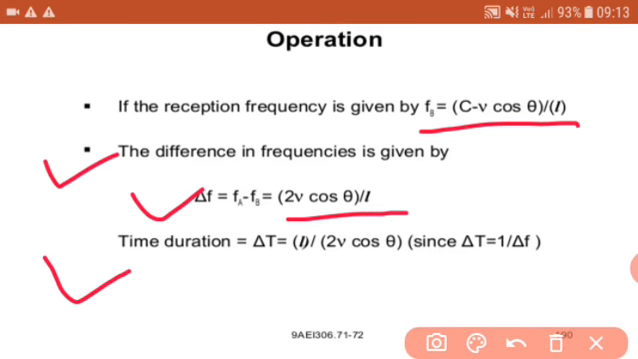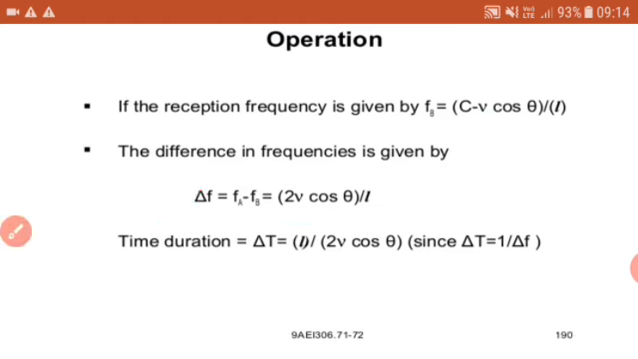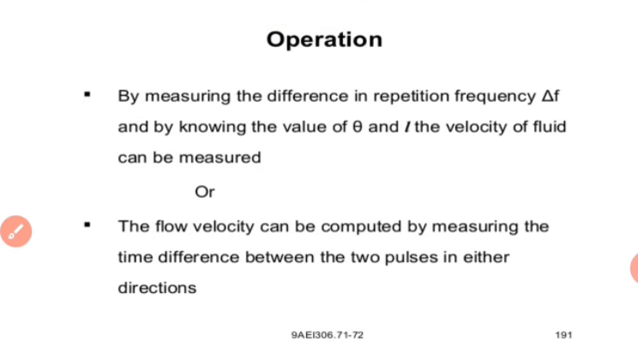And the time duration is delta T equal to L upon 2V cos theta. We know that time duration is equal to 1 upon frequency, so delta T is equal to 1 upon delta F, or simply T is equal to 1 upon F. So this is the reason behind this.